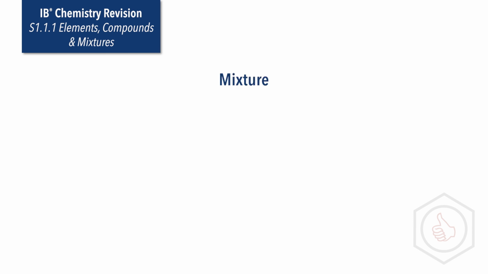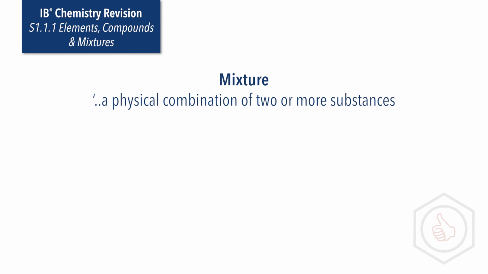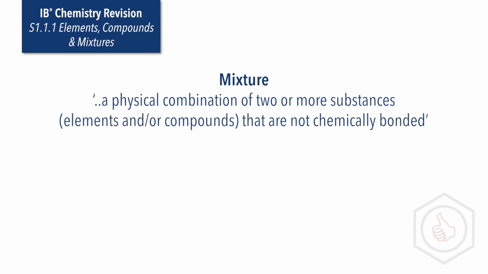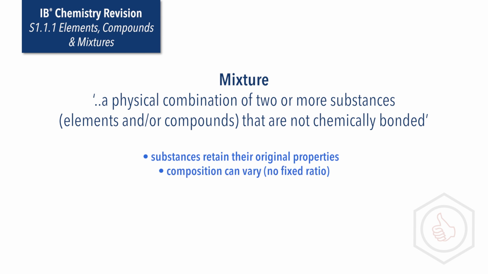A mixture is a physical combination of two or more substances that can be elements or compounds that aren't chemically bonded together. The substances within a mixture retain their original properties, even if the mixture itself shows a different property to the substances it contains. The composition of mixtures can vary as there is no fixed ratio, and they can be separated by physical methods.